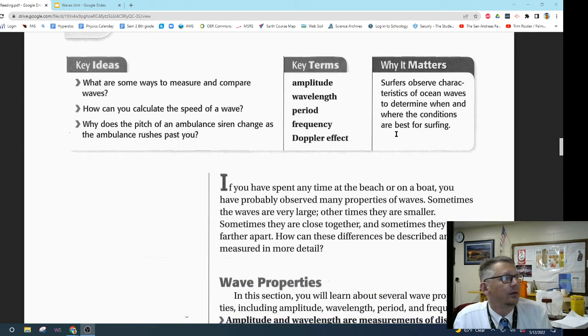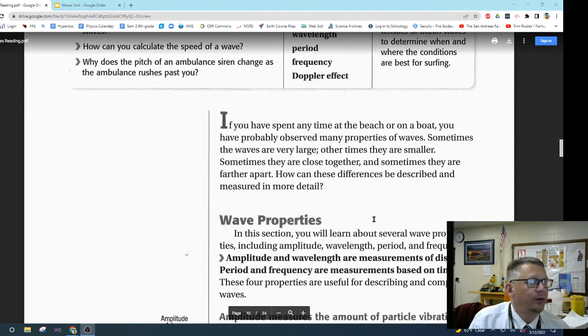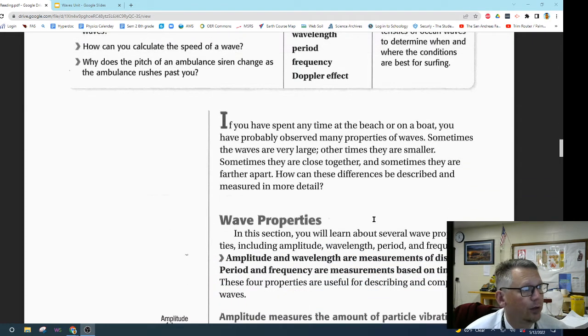Characteristics of waves. If you've spent any time at the beach or on a boat, you have probably observed many properties of waves. Sometimes the waves are very large, other times they are smaller. Sometimes they are close together and sometimes they are farther apart. How can these differences be described and measured in more detail?